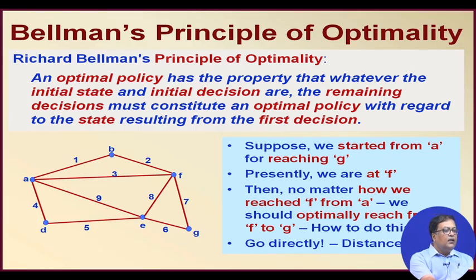Read once again. An optimal policy has the property that whatever the initial state and decisions are, remaining decisions must constitute an optimal policy. So, having reached F, we should optimally reach G, right? Now, let us invert the problem. You see, we have to go from A to G and we have reached F already.